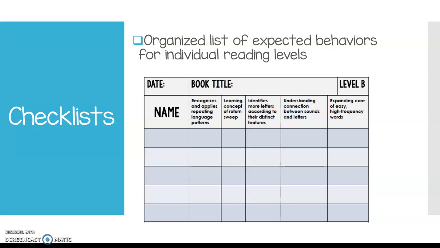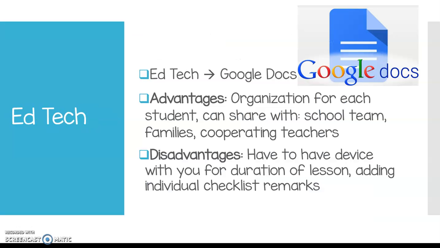In kindergarten, you have kids who are at a pre-A where they're not reading books yet, where their checklist would look totally different and focus more on phonemes and letter recognition. And you can go all the way up to C's and D's, E's and F's, where they're focusing more on comprehension and extending their thinking. EdTech for checklists would be Google Docs.